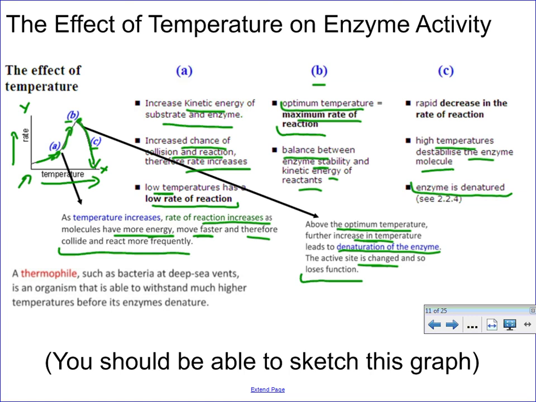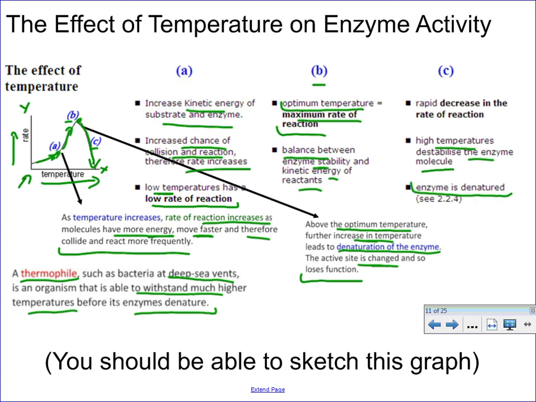Now there is a type of bacteria referred to as a thermophile, which is found in deep sea vents. This particular bacteria is able to withstand much higher temperatures before its enzymes will denature. So temperature can be very enzyme specific. Not all enzymes denature at the same temperature.